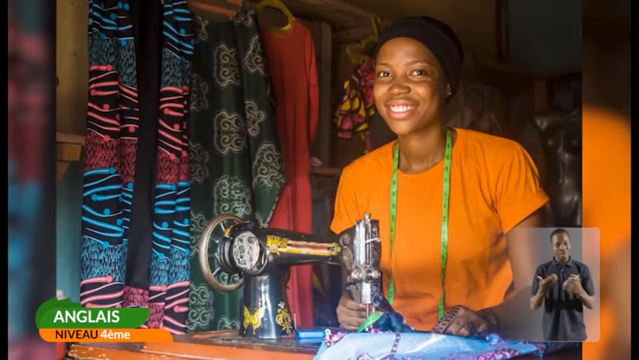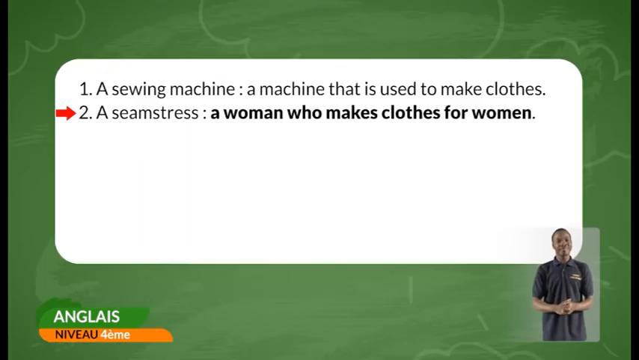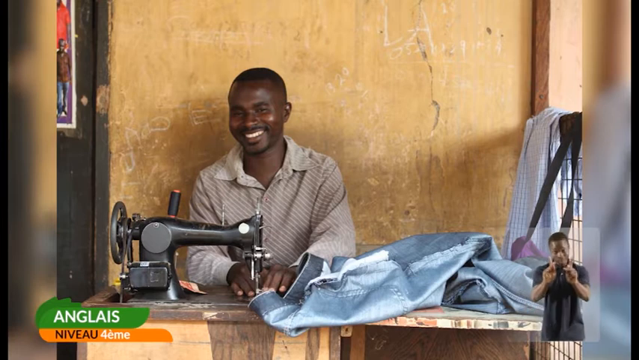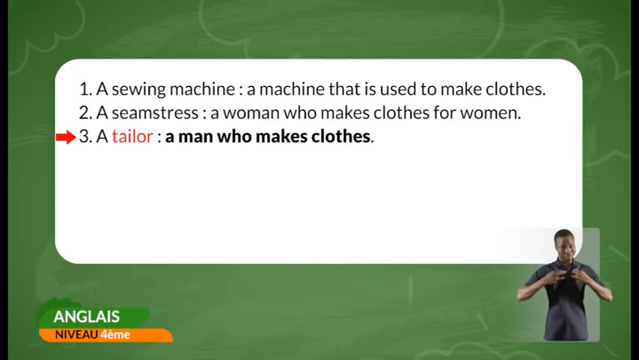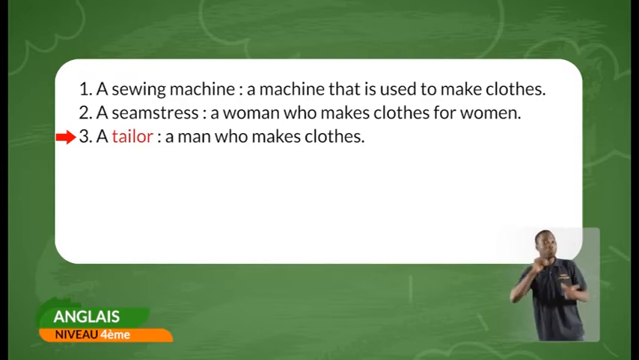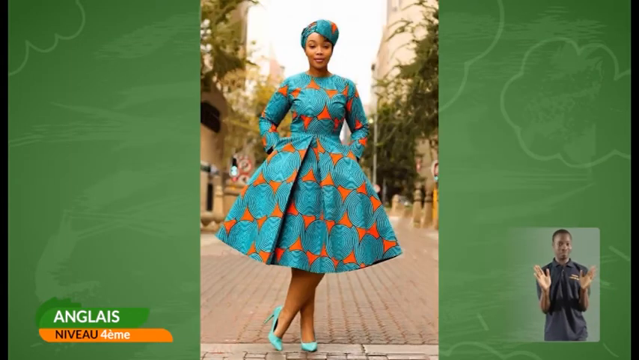That's fine. And there are different people who make these clothes. A woman who makes clothes for women is a seamstress. Repeat, a seamstress. There's also a tailor. A tailor is a man who makes clothes. A tailor can make clothes for women or men. Repeat, a tailor. Very good.